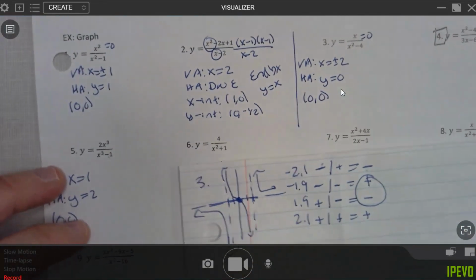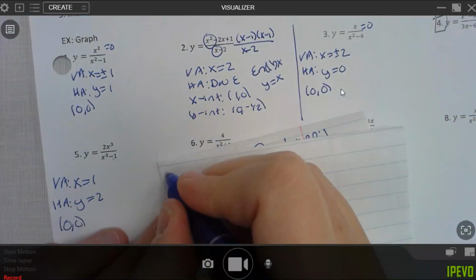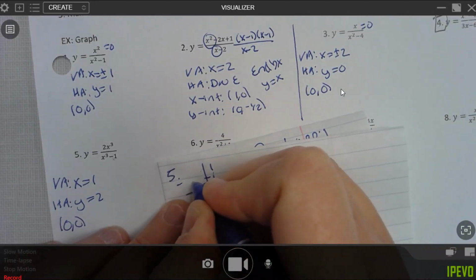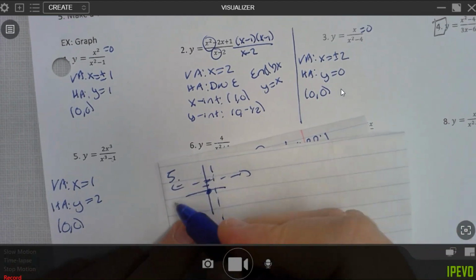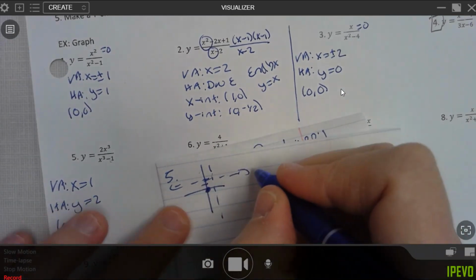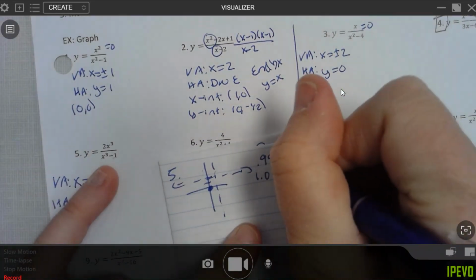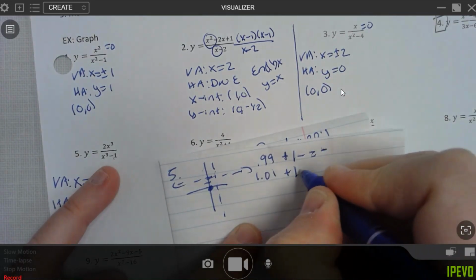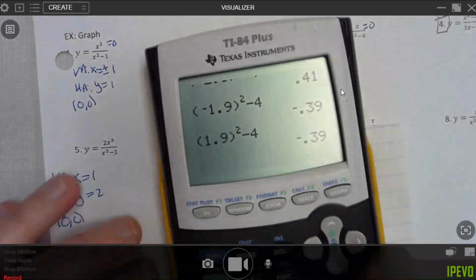Graph for number 5. I'm going to fold my paper. So for number 5, I'm going to put my asymptote at 1, at 2, 0, 0. So since the dot's right there, I'm 90% sure that it's going to come through here and come up here. We can check 1, the vertical asymptote, just to be sure. Plug in 0.99 and 1.01. So top, that's a positive. On bottom, that will be a negative. Yep. And then we're going to get a positive on top and a positive on bottom. And if you're unsure how I'm getting these in my head, you can plug them in your calculator.